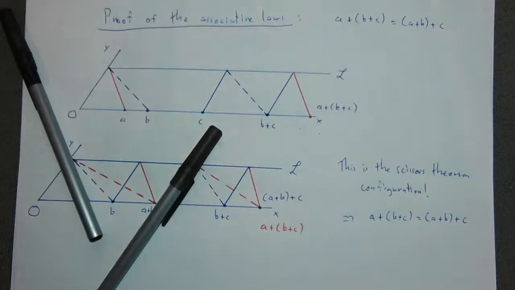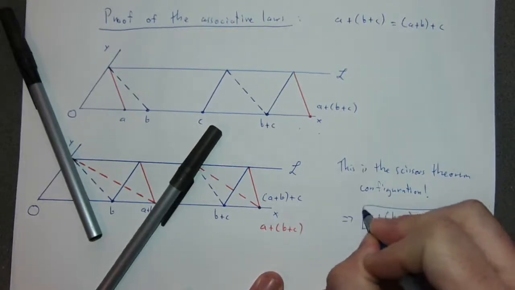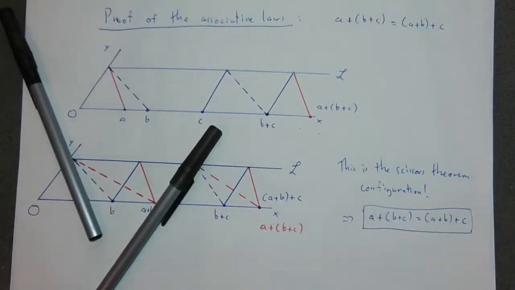All right. So that gives us associativity for addition. Now, you might complain for a second and say, wait, when you spilled the beans earlier, when we were talking about this stuff, you said that this required the Desargues Theorem. And it does. It does because the scissors theorem is a consequence of the Desargues Theorem.